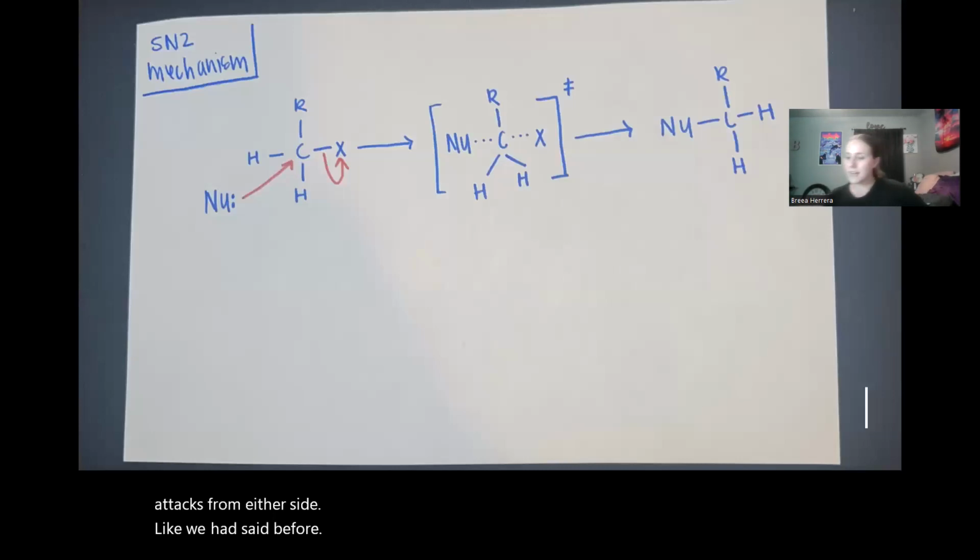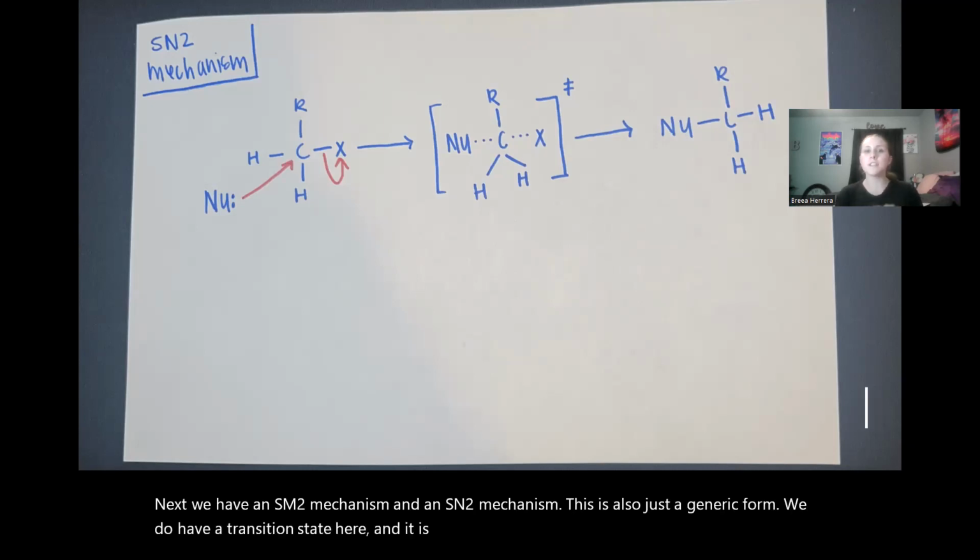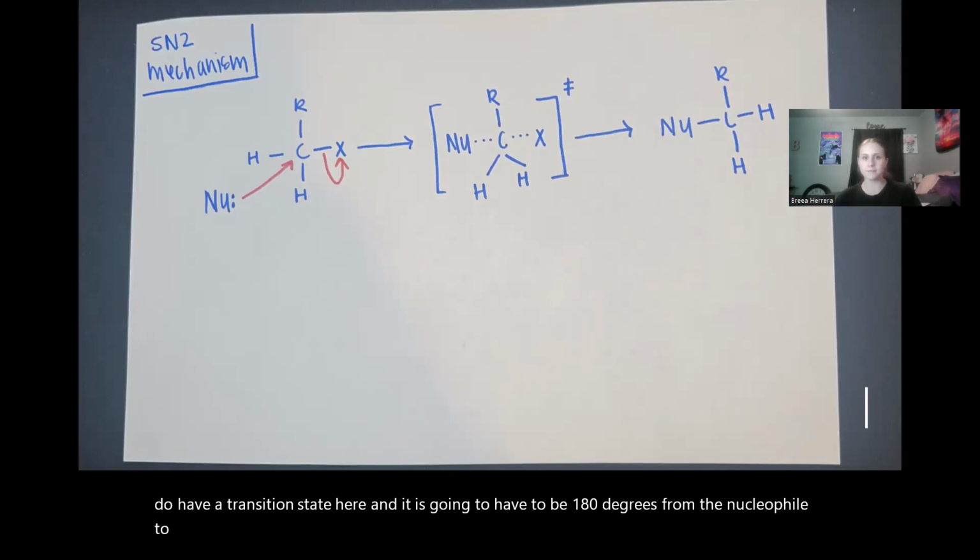Next, we have an SN2 mechanism. This is also just a generic form. We do have a transition state here, and it is going to have to be 180 degrees from the nucleophile to the halide. So we see SN2, the 2 is bimolecular, but it only happens in one step, so simultaneously.